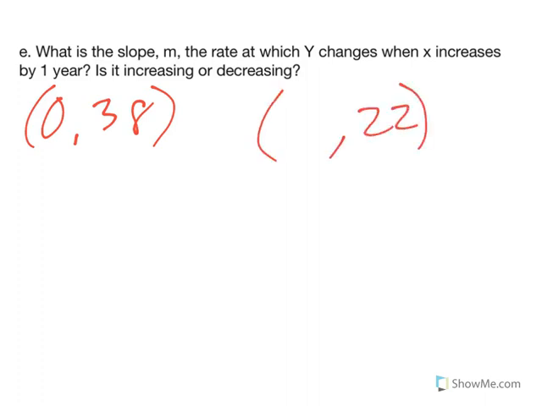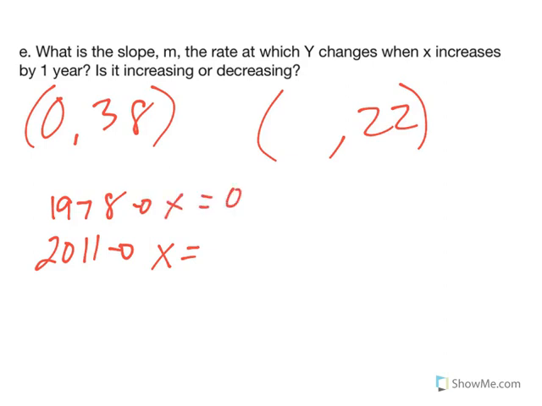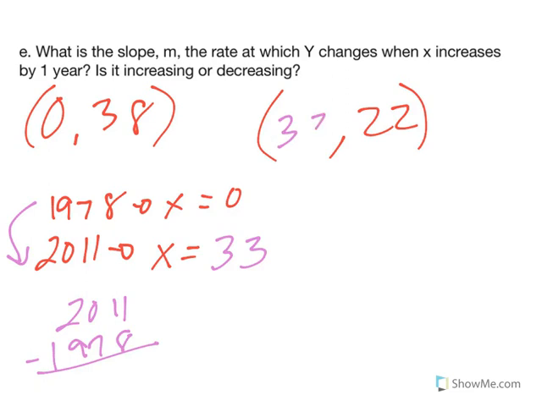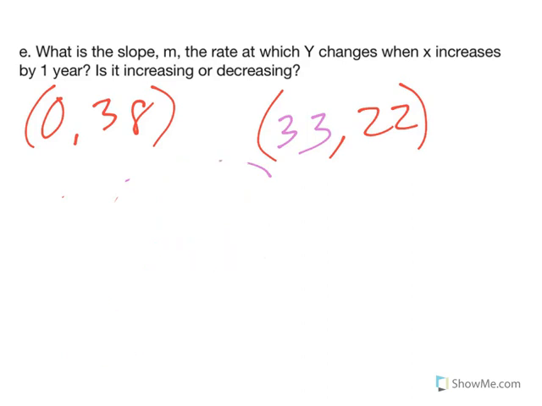Now, what would be x in 2011 if in 1978 x is 0? Well, how many years did it take to go from 1978 to 2011? If you don't know, you could always subtract. And you get 33. So my x value would be 33. And that's how I figured it out. I'm going to go ahead and get rid of this stuff because it's in my way. But that's how I got the 33 there.